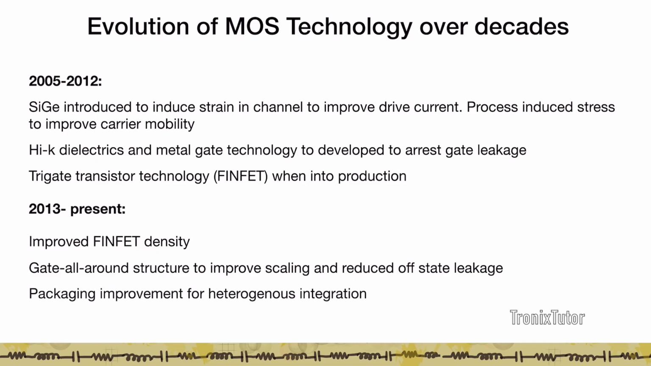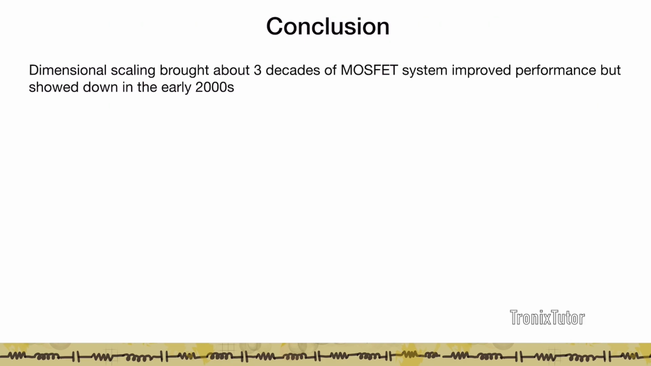And there is a move, again because of the fact that overall MOS structures continue to not show the huge changes in drive currents or performance that was seen in the 2 decades past. There have been other attempts to improve system level performance by playing around with packaging and doing heterogeneous integration. To conclude, dimension scaling brought about almost 3 decades of MOSFET performance improvement leading to system performance.